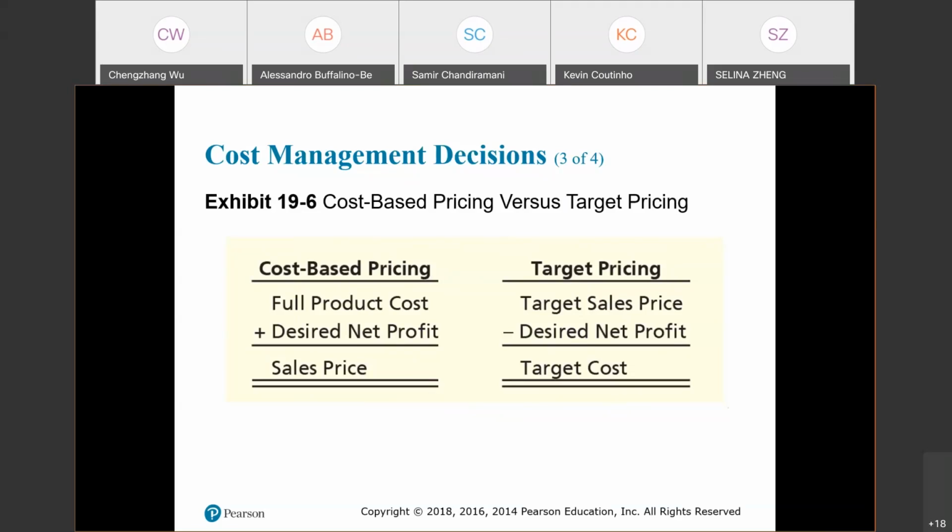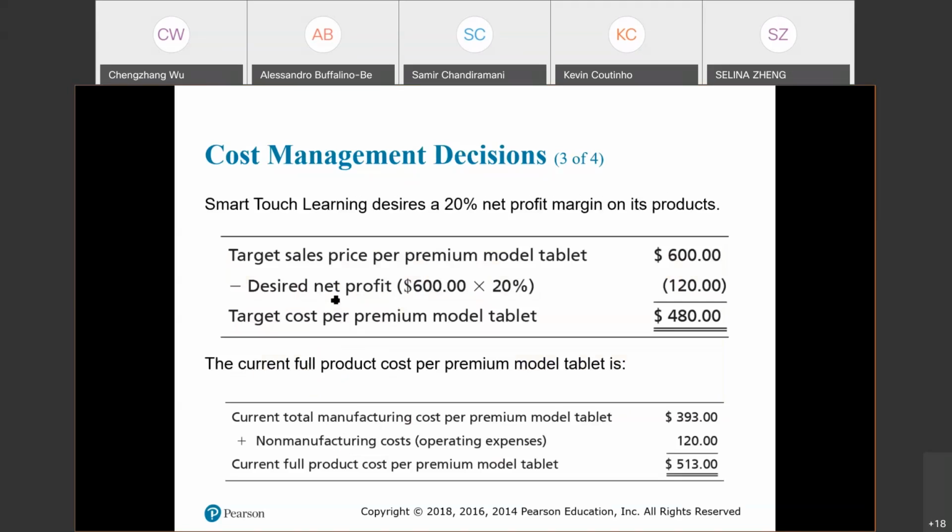But both, the target cost includes all costs, not just manufacturing costs, which were discussed in the first, second, and third chapters. The company's goal is to achieve the target cost. Target pricing considers full product cost in the analysis.